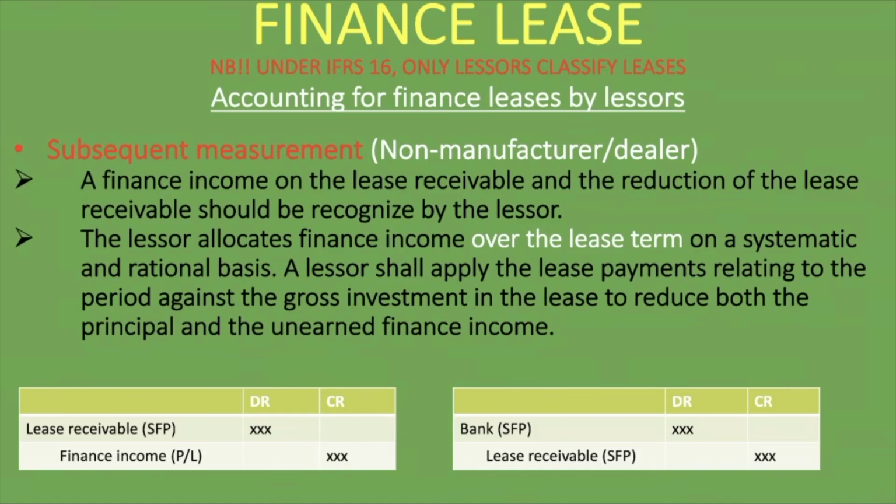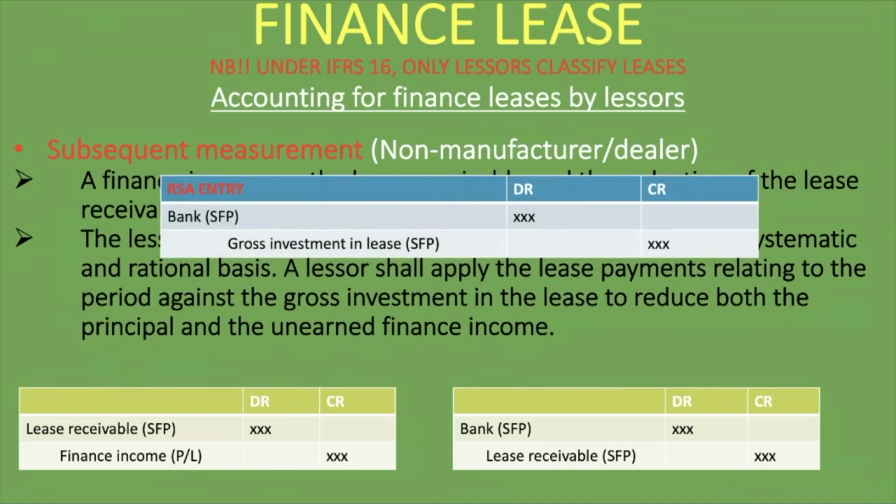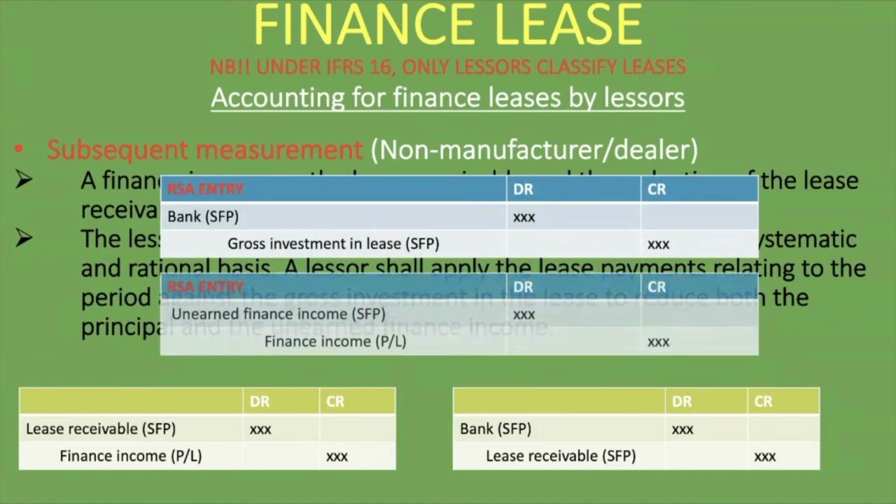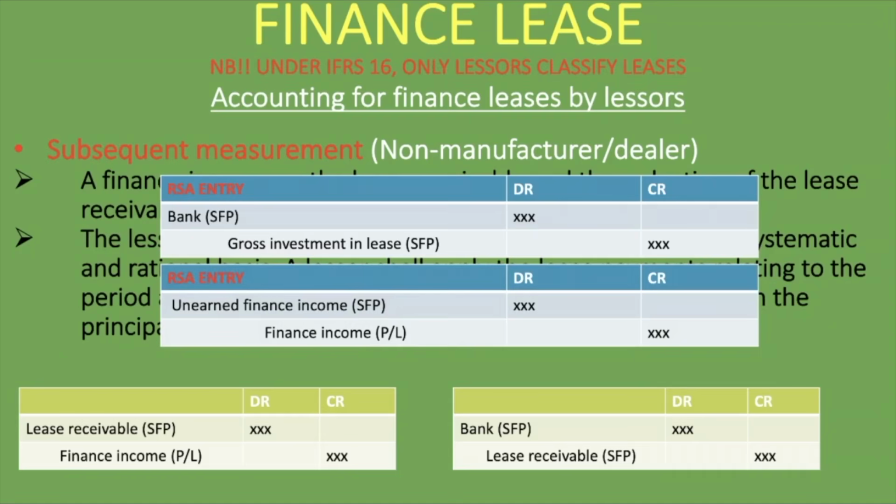Now, if you're in South Africa, like I said, you do it slightly differently. You will debit bank and you will credit gross investment in the lease. And the second journal entry is to debit unearned finance income and credit finance income. All right, so that's how you go about doing that. Again, you will note that the credit to the gross investment in the lease and the debit to the unearned finance income, the net of the two is equal to your lease receivable. So it still comes back to the same thing.